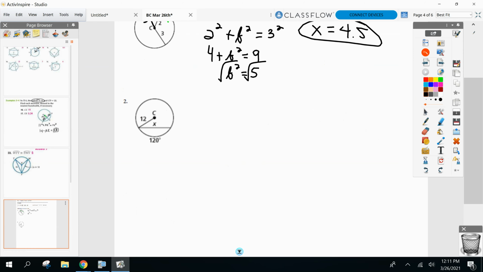Doesn't look like I gave you anything. And if anybody's confused, x is the length. I'm looking for the length of the chord. That's x, the length of the chord. 120 is the measure of the arc underneath it. Looks like one radius is 12. Oh boy, does not look like I gave you much there. I didn't, in fact.